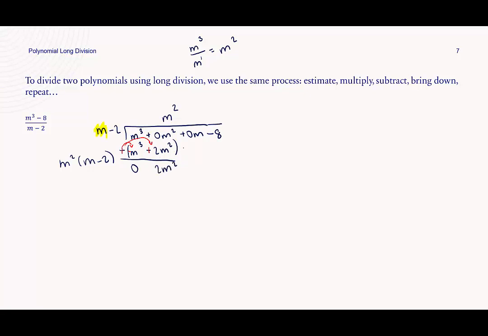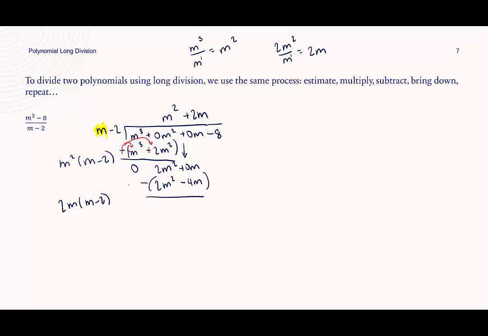And now we bring down the next term, plus 0m. Now I want this m to match exactly 2m squared. I could set this up with division, or you can do this in your head. 2m squared divided by m to the first would be 2m to the first. Write the plus 2m in the quotient and multiply it to the divisor. And now we distribute. 2m times m is 2m squared, 2m times minus 2 would be minus 4m.